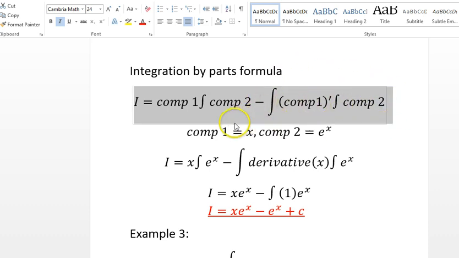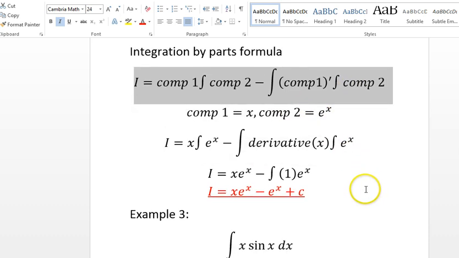Now let us plug in what we have. Comp 1 was x and comp 2 was e to the x. So let's put comp 1 as x, just x, we don't do anything there. And the integral of comp 2, which is what? The integral of comp 2 is e to the x, minus the big integral sign, the derivative of comp 1, which is the derivative of x, and the integral of comp 2, which is the integral of e to the x.